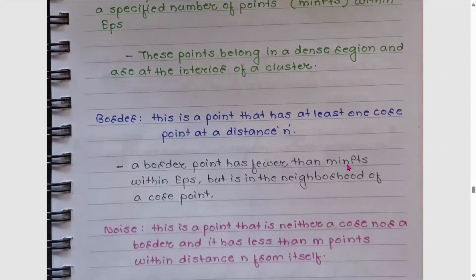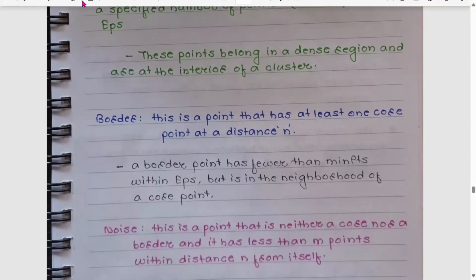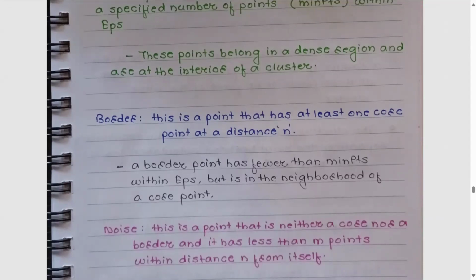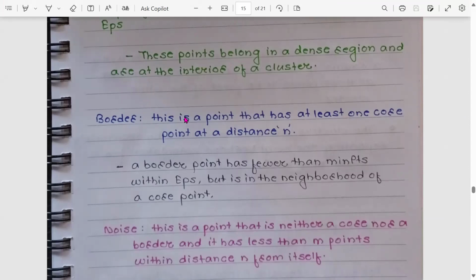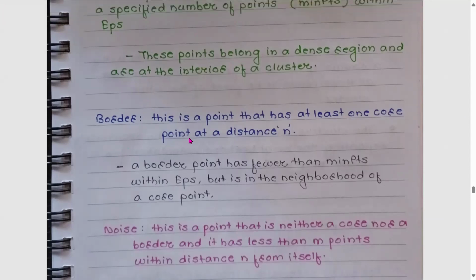Border point: this is a point that has at least one core point within distance epsilon.